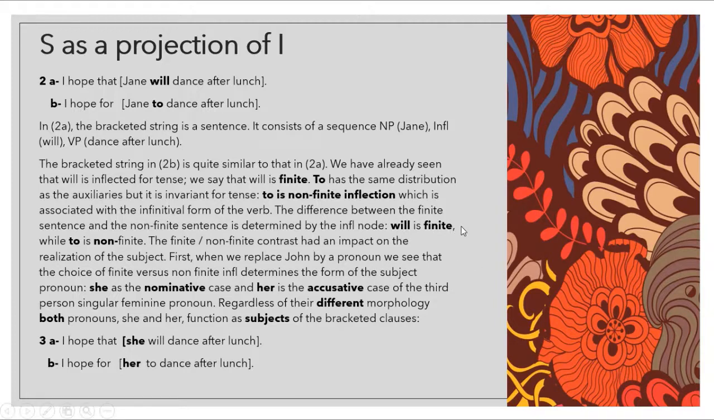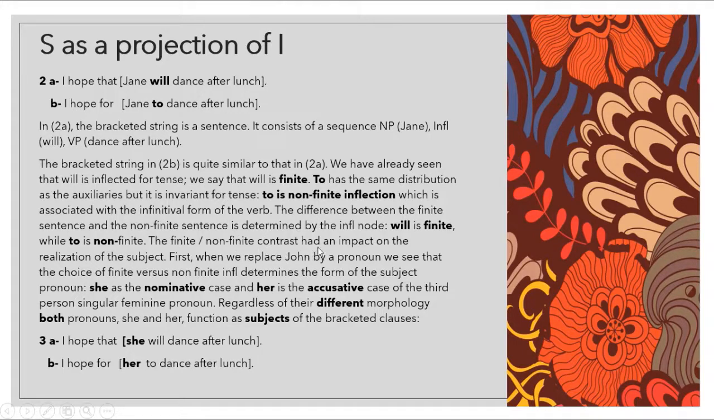The difference between the finite sentence and the non-finite sentence is determined by the unfilled node. Will is finite, while to is non-finite. So, السنتنس كاملة كتكون determined الفاينايتنس ديالها based on هاد two كما نقولوا auxiliaries ولا هاد two components. إلا استعملنا will it will be finite. إلا استعملنا to it will be non-finite.